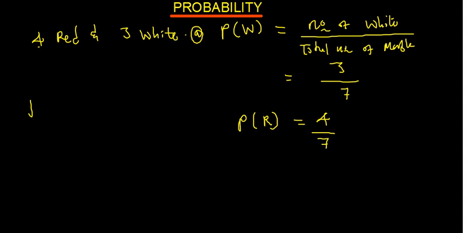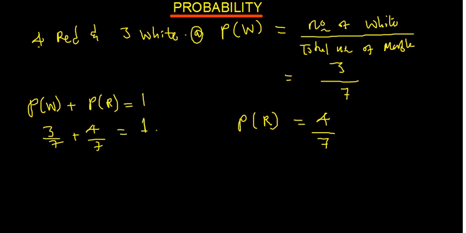So if you add the probability of picking a white marble plus the probability of picking a red marble, it should give you 1. So the probability of picking a white marble is 3 over 7, the red marble is 4 over 7. Okay, 3 over 7 plus 4 over 7 will give you 1. So probability is always supposed to give you 1. Alright?